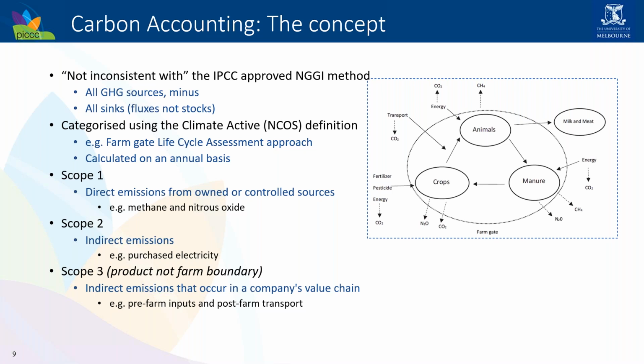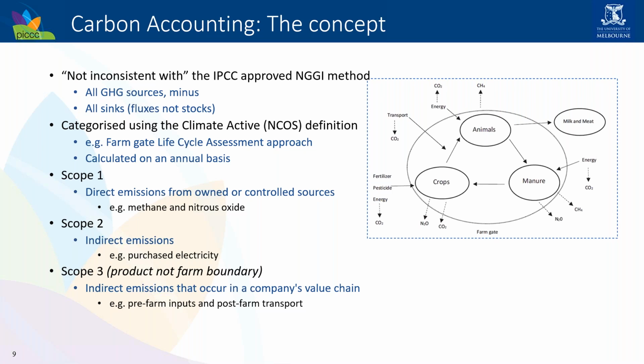Scope 3 are those upstream or downstream emissions that occur in the company's value chain. So if you're selling cattle and they go on somebody else's truck to either store or to the abattoir, then that truck is owned and operated by someone else, and that's their scope 1 emissions from that transport, but your scope 3.